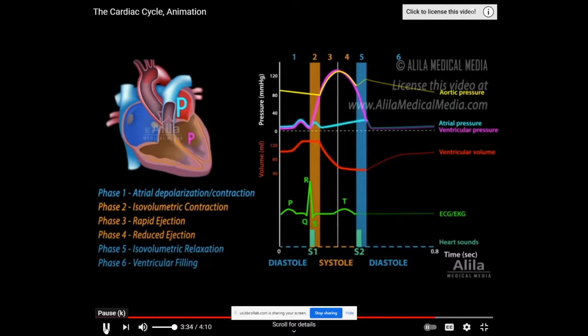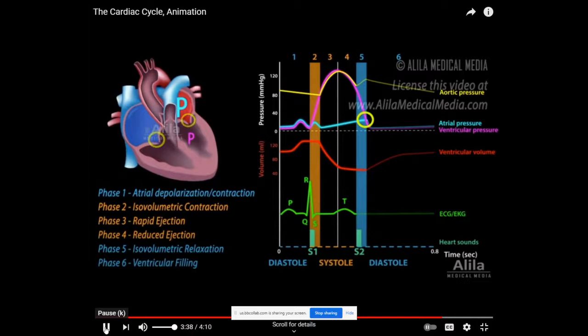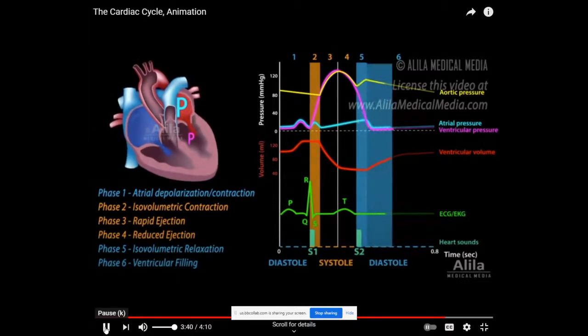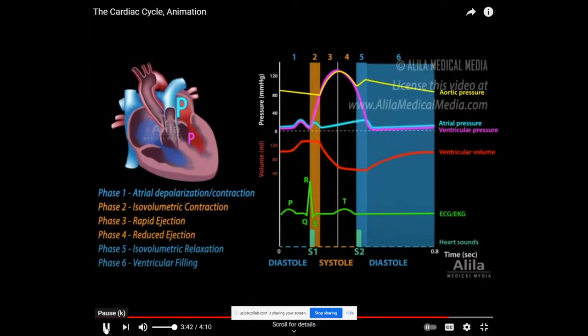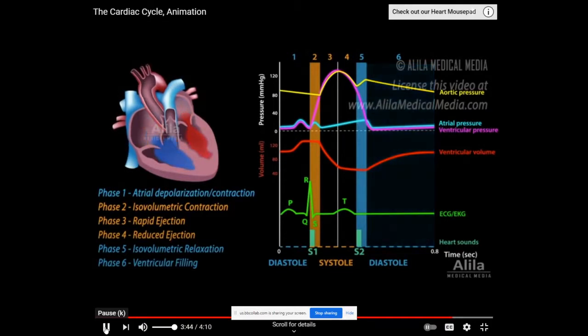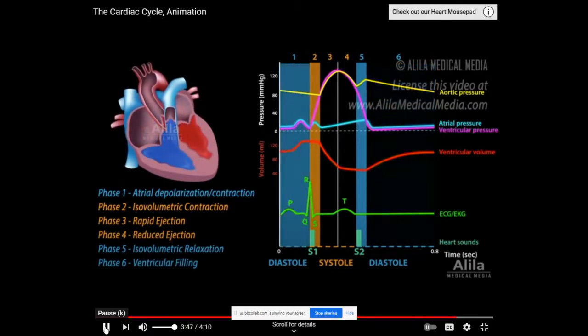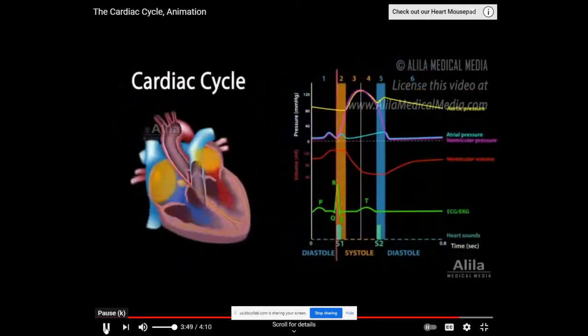Ventricular filling starts when ventricular pressures drop below atrial pressures, causing the AV valve to open, allowing blood to flow down to the ventricles passively. The atria contract to finish the filling phase, and the cycle repeats itself.